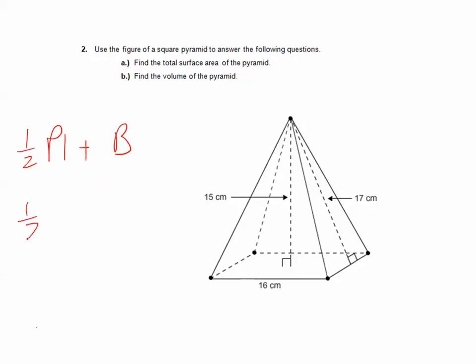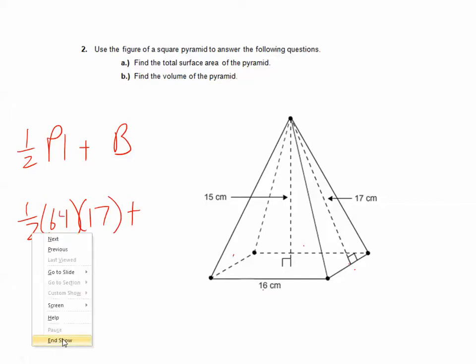Okay, so P is the perimeter of the base. It's a square pyramid, so we're going to add up all of these sides. 16 plus 16 plus 16 plus 16 is going to be 64. L is going to be the slant height of the base. The slant height is what goes from here to here. So that's times 17.